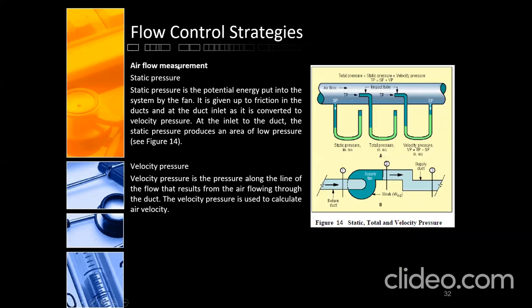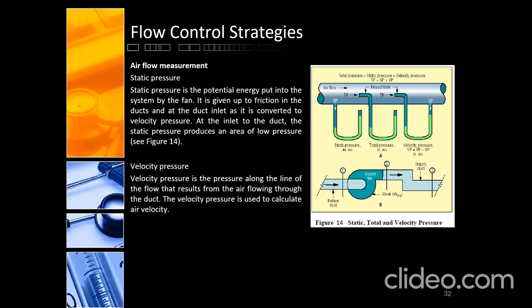So, flow control strategies. So, airflow measurement, static pressure. So, ito. Static pressure is the potential energy put into the system by the fan. It is given up to friction in the ducts and at the duct inlet as it is converted to velocity pressure. At the inlet of the duct, the static pressure produces an area of low pressure. So, ayan sa figure 14, static, total, and velocity pressure.